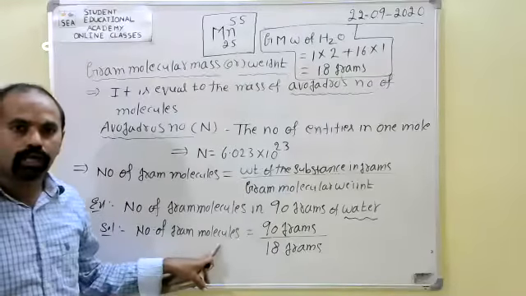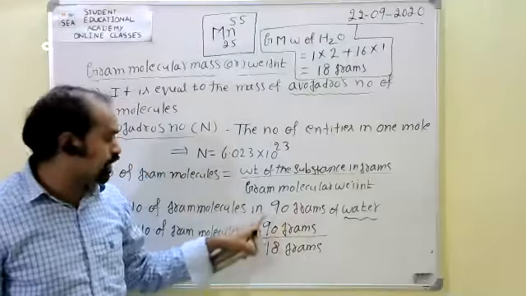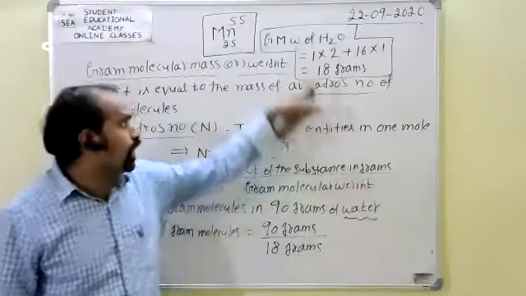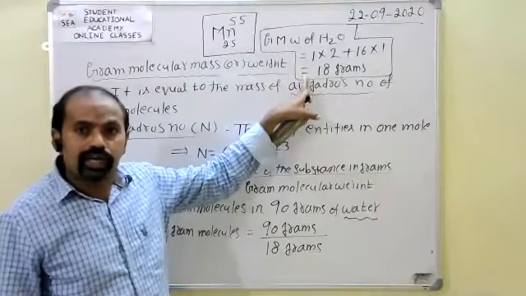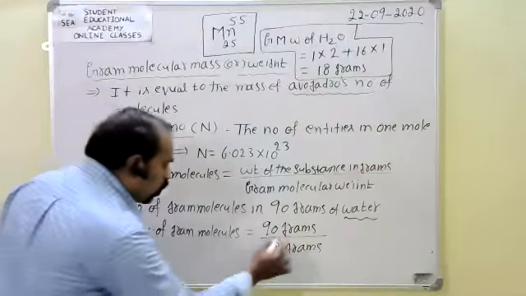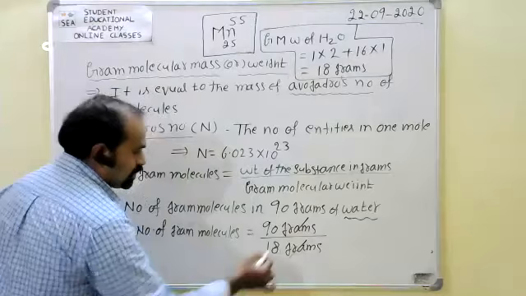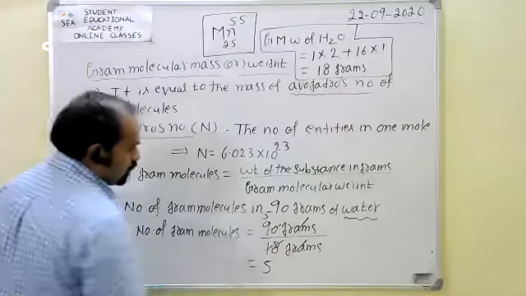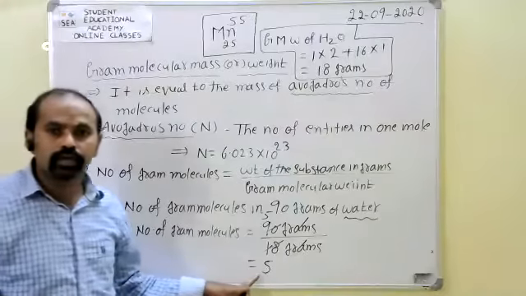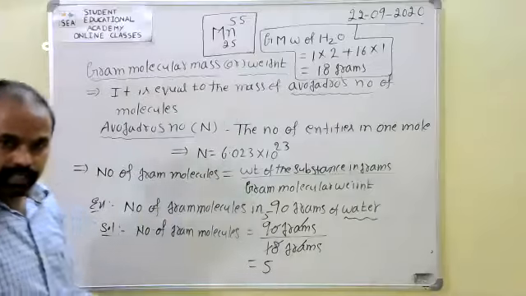Number of gram molecules equals the weight of the substance in grams, that is, given 90 grams upon gram molecular weight. So here I have to find the gram molecular weight. We get how much? 18 grams. So I have taken 18 grams here. Therefore, what do we get finally? 5. 90 by 18 is 5. So here, the total number of gram molecules is 5 only. Right? Now listen.